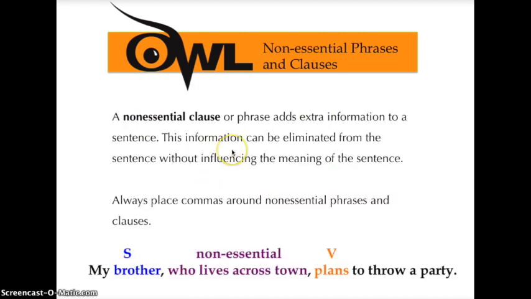A non-essential clause, you can also think of this like something that is not important, adds extra information to a sentence. Remember, this is just extra information to a sentence. The information can be eliminated from the sentence without influencing or changing the meaning of the sentence. So, you should always place a comma around non-essential phrases and clauses.